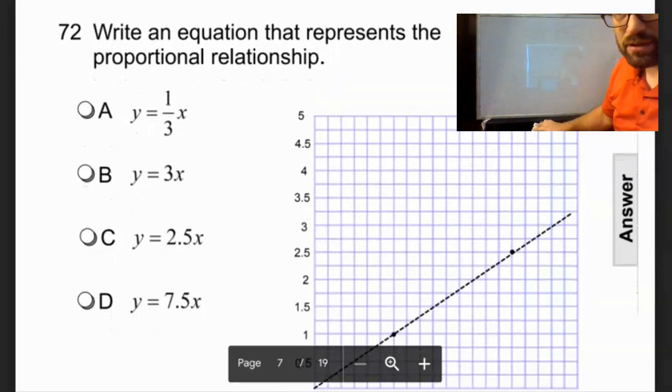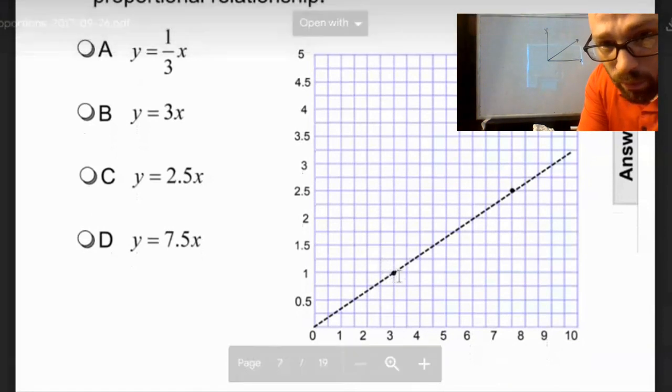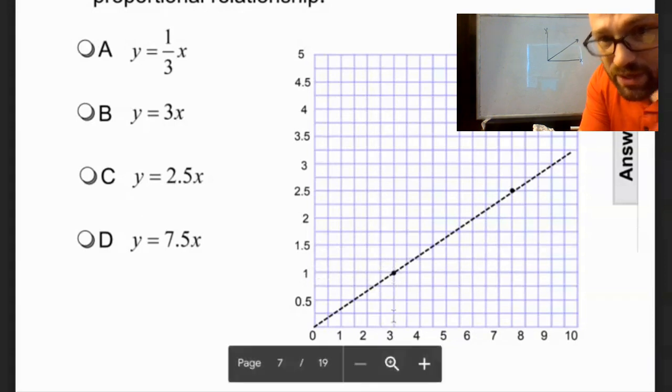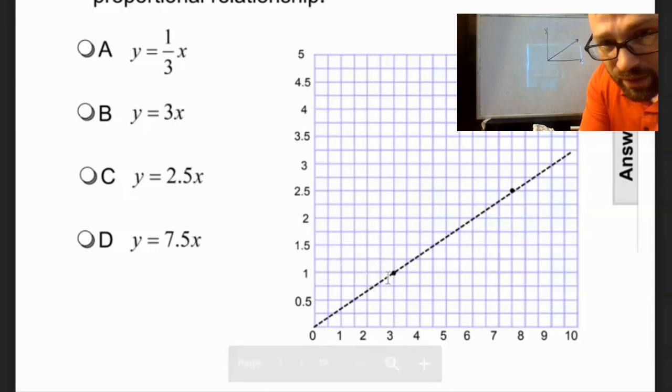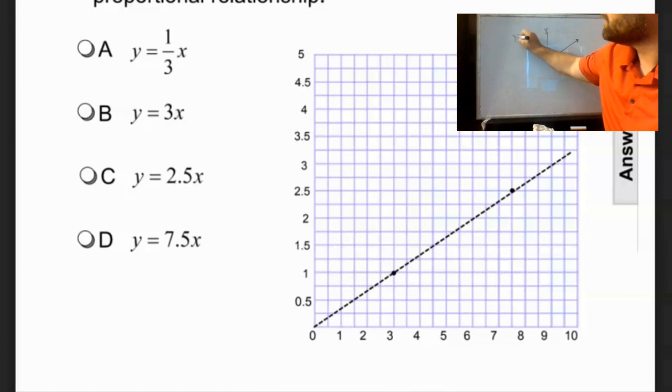Whenever you're looking at a graph, you want to make sure you do the y coordinate divided by the x coordinate. So remember, this is the x-axis, this is the y-axis. And so we know it's a proportional relationship because it's a straight line and it goes through 0, 0. So what we want to do is pick a point. I'm going to pick this point right here. I'm going to go left. My y value is 1 and my x value is 3. So that's my rate. So y equals 1 over 3 times x.